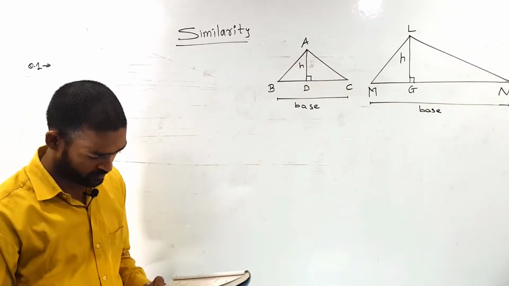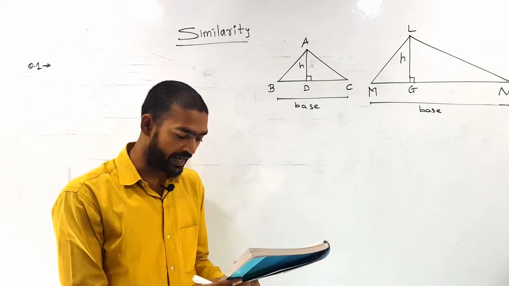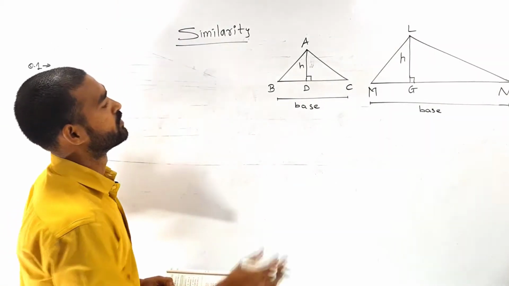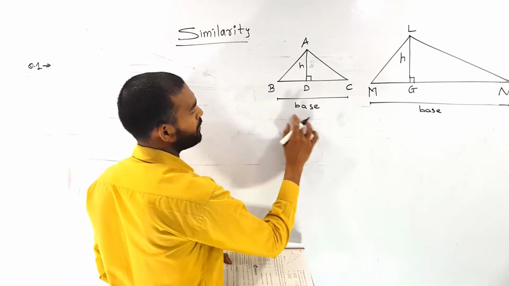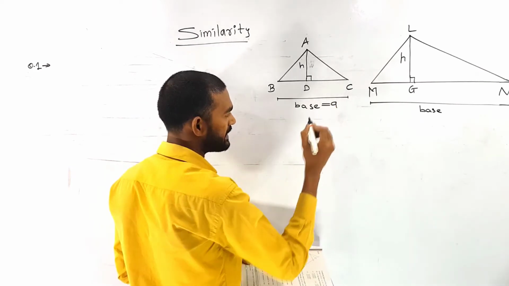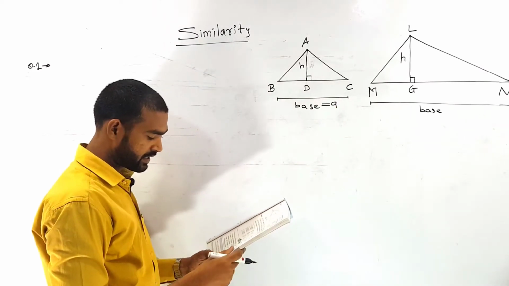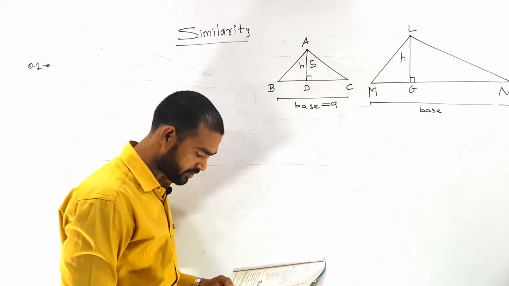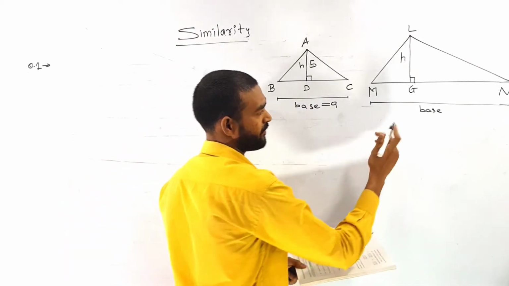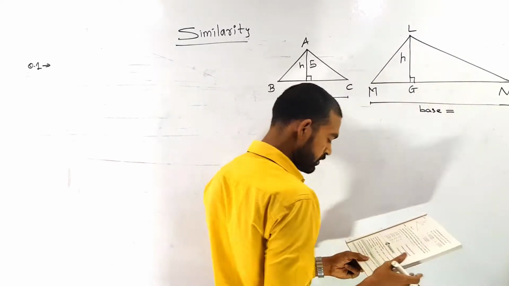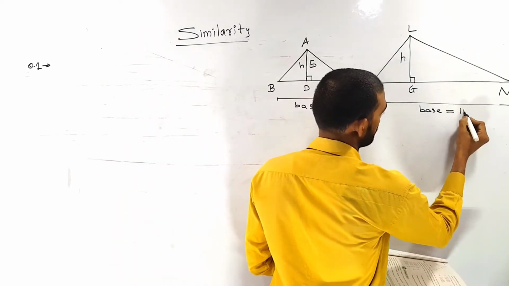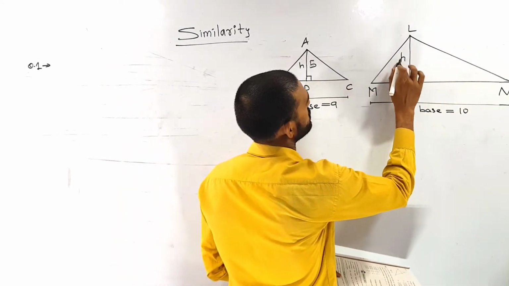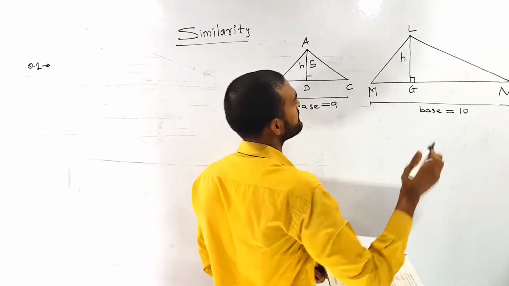According to question, the base of triangle is 9. We are talking about first triangle. Base is given 9 and height is 5. So this is 5. Another triangle having base is equals to 10 and the height of this triangle is given 6.